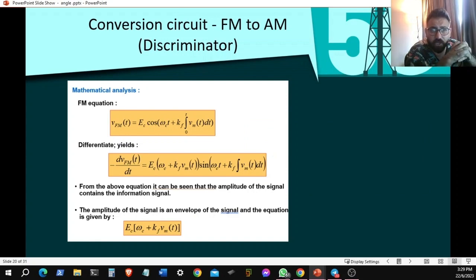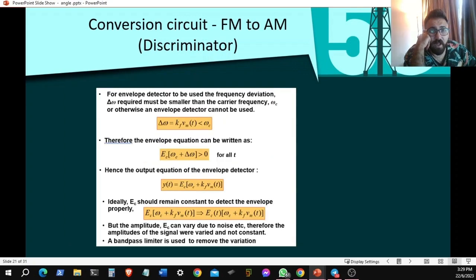After the differentiation from the above equation, it can be seen that the amplitude of the signal contains the information signal. So the amplitude of the signal is an envelope of the signal, and the equation is given by EC equal to omega C, EC multiplied by omega C plus KF VMT. And these are the remaining equations, to be clear on how these questions can be solved.